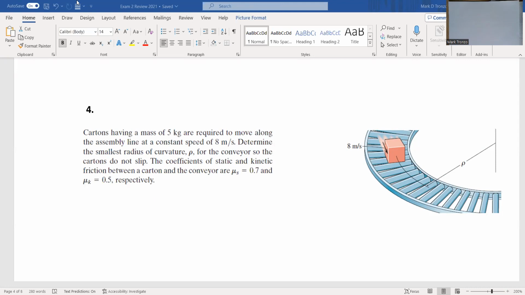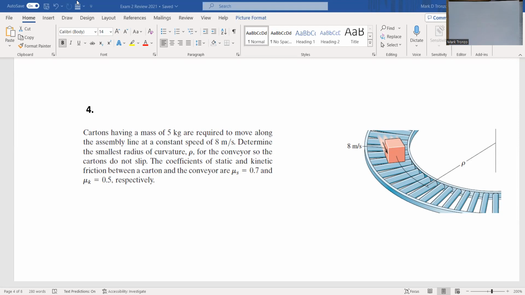Next, take a look at this problem here. Cartons are moving along an assembly line at a constant speed of 8 meters per second. Determine the smallest radius of curvature rho so that the cartons do not slip. Coefficients of static and kinetic friction between a carton and conveyor are 0.7 and 0.5 respectively. So we have to find the smallest rho so that there's no slippage. And so let's take a look at that.